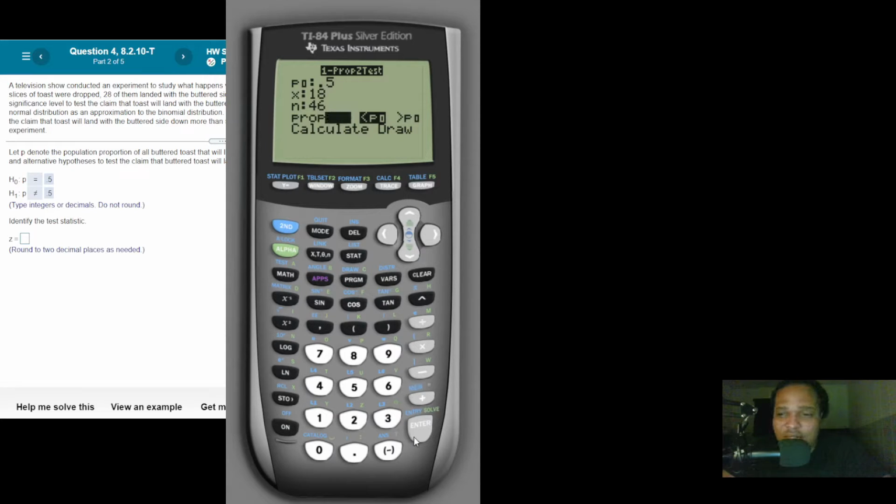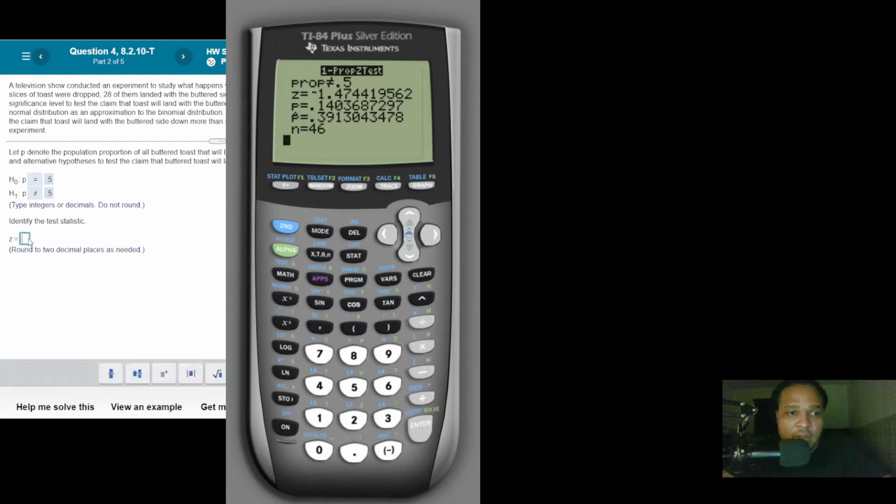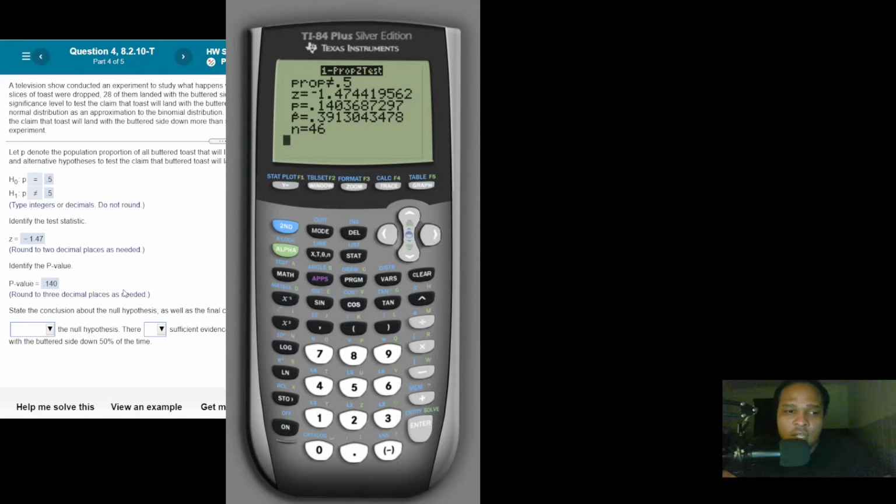All right, we're going to choose the does not equal to, hit calculate, and there goes our statistic. So 2 decimal places are needed. So this is negative 1.47. Let's go ahead and put that here. Negative 1.47. Well done. The p-value is right below it. They wanted 3 decimal places, so 0.140. Well done.